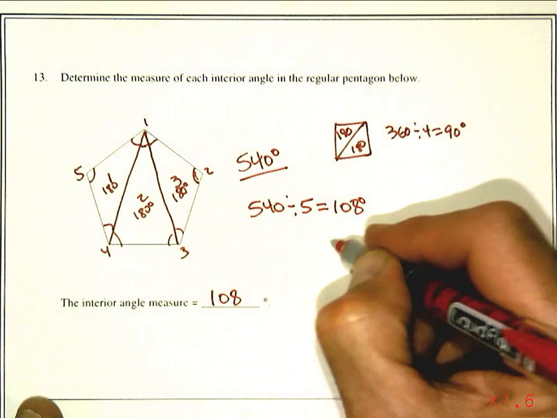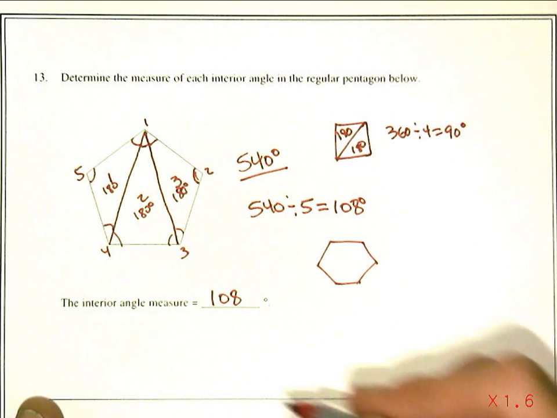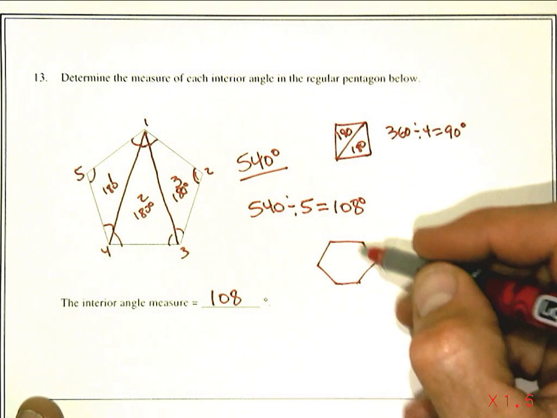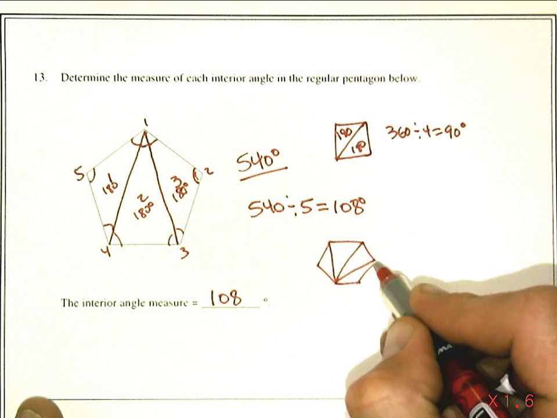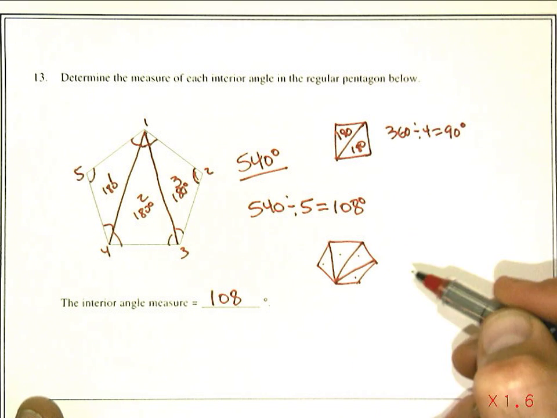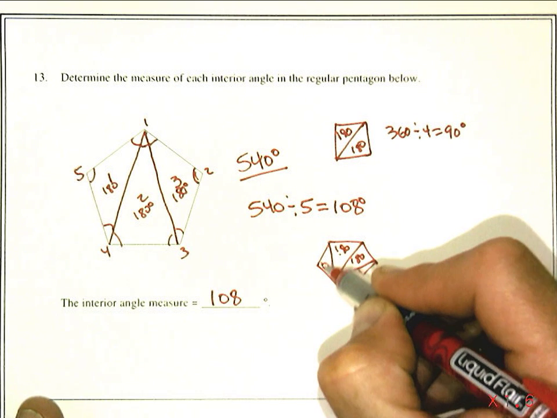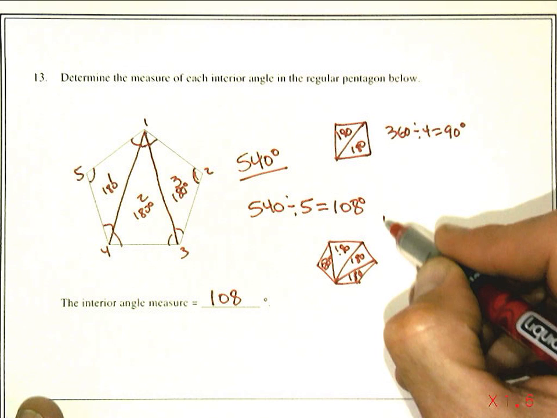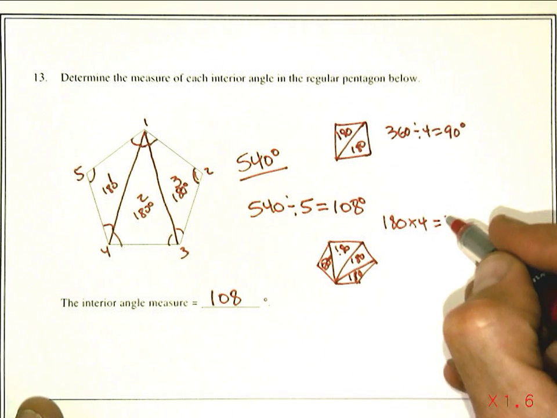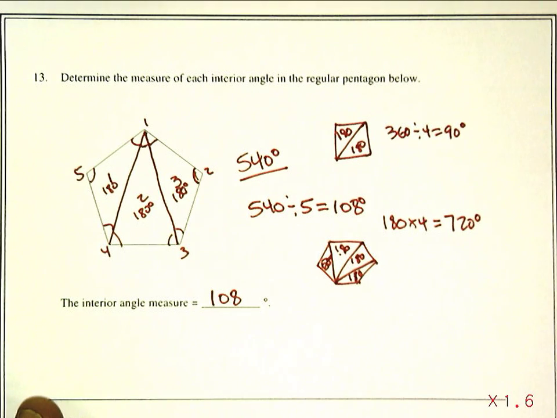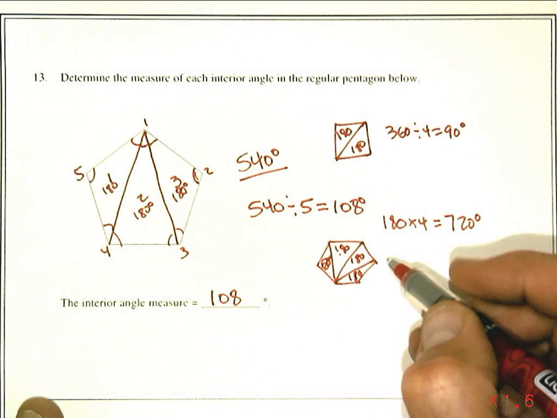And if I had a 6-sided shape, let's do some other examples, just because this is a sample problem and chances are that's not going to be the one that you get on the test. If I think of cutting this into triangles, how many triangles do I have here? 1, 2, 3, 4 triangles, 180 degrees each. So if I take 180 degrees times 4, that makes a total of 720 degrees for all the angles inside that 6-sided figure called a hexagon.